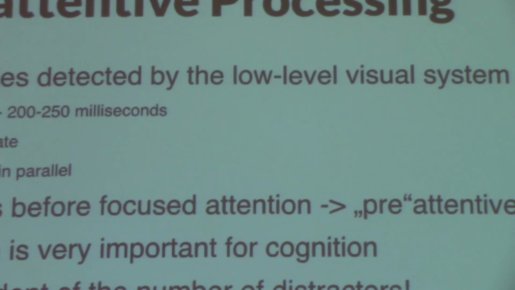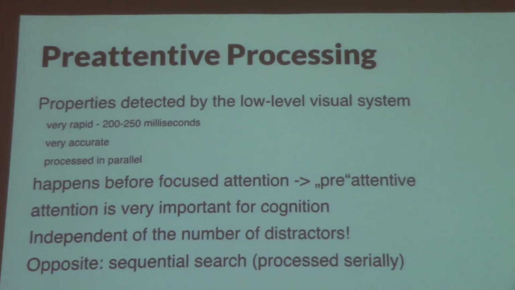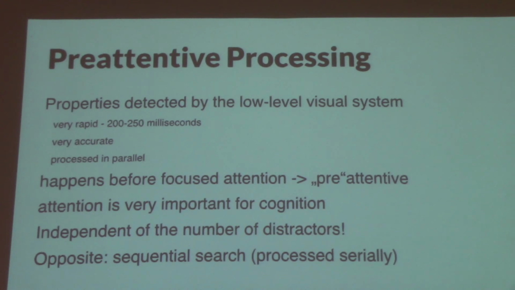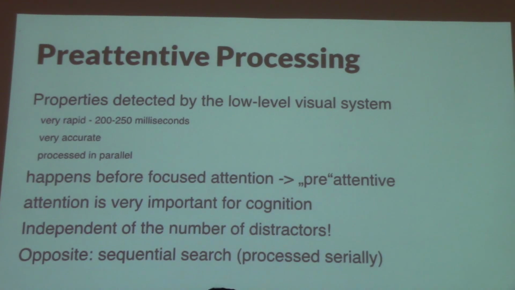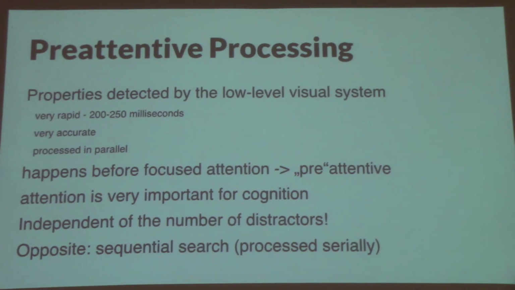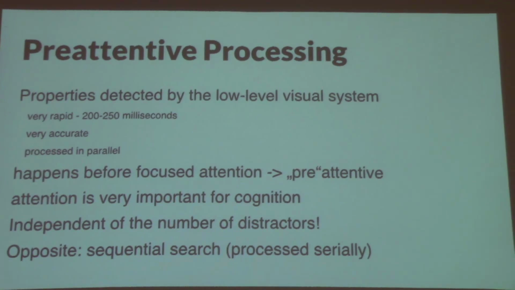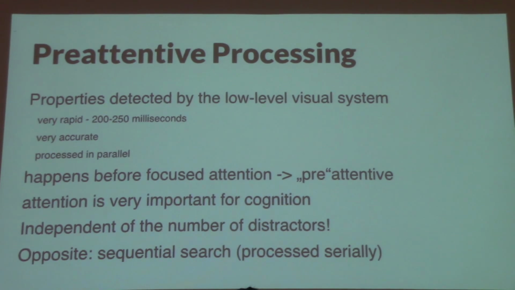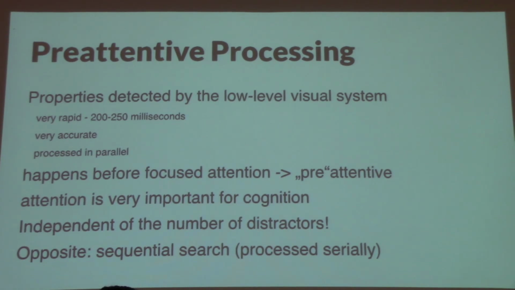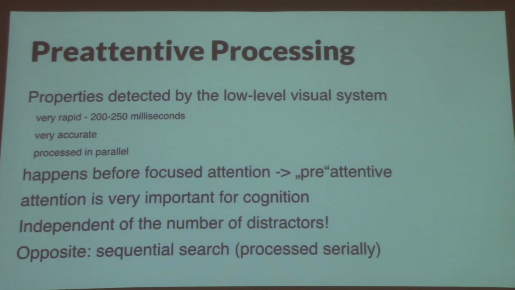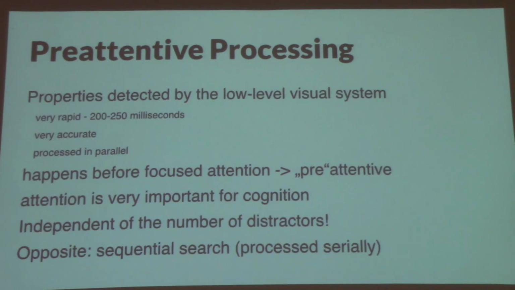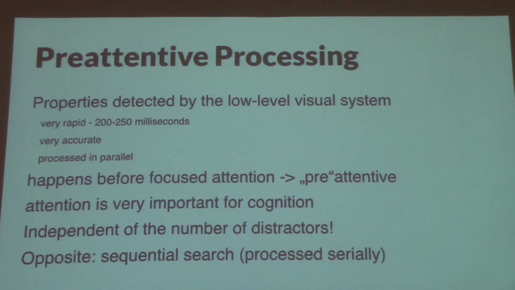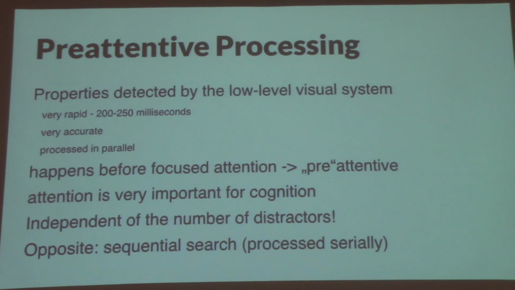So preattentive processing is really about properties of a visualization, or let's say not of a vis, but of any picture that you perceive really, really rapidly. Within 200 to 250 milliseconds, you will have spotted preattentive features in a picture, and it's very accurate. You won't miss it, and it processes in parallel. So it doesn't matter how many symbols there are. If one of them is preattentive, you will immediately see it. It's called preattentive because it happens before focused attention. It's independent of the number of distractors, and the opposite of it is sequential search.